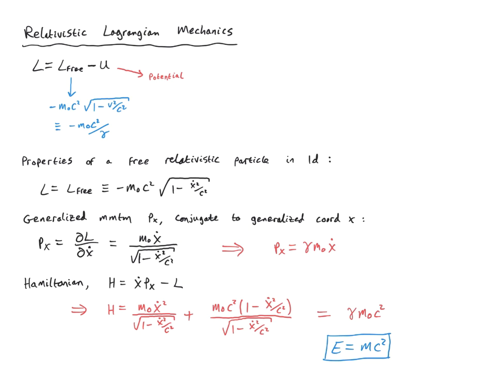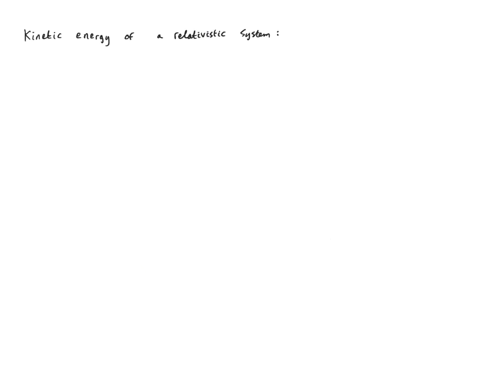This was a lot easier than the method we applied in the first part of the lecture. We can see that all of this is very powerfully incorporated into the relativistic Lagrangian mechanics framework. So we now know the total energy of a relativistic system.